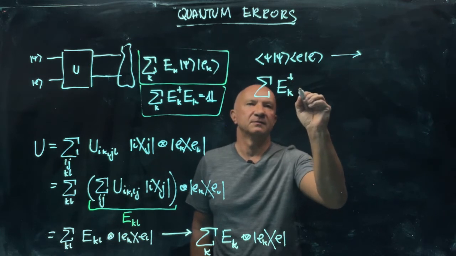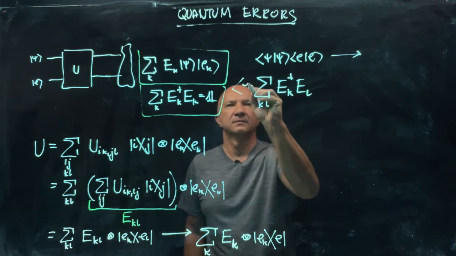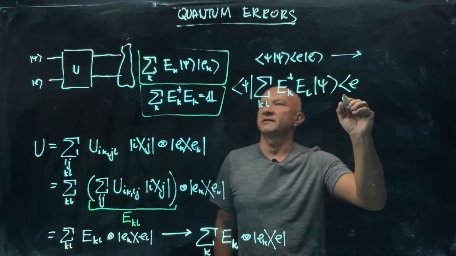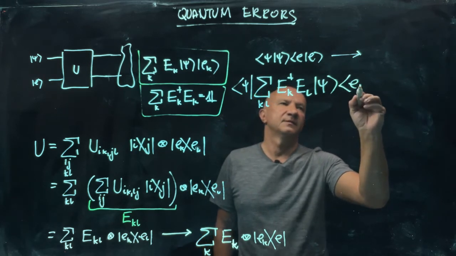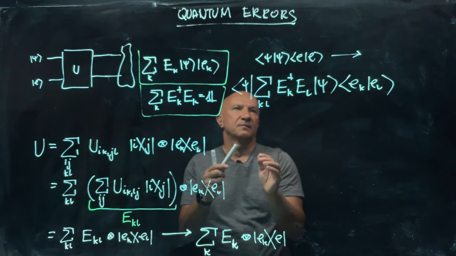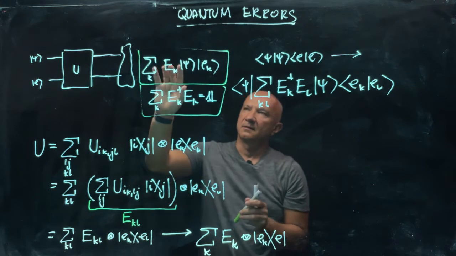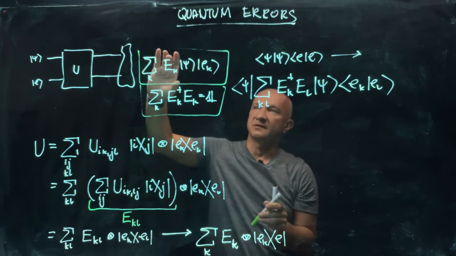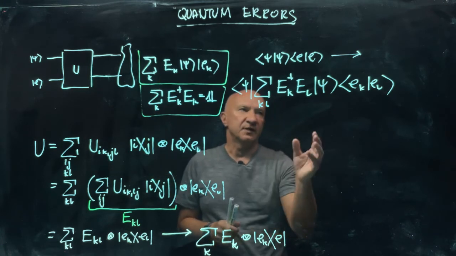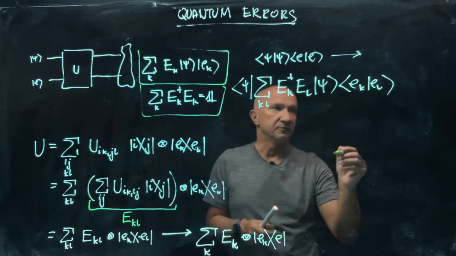E_k dagger E_l, with k and l, and here I have the scalar product of E_k and E_l, right? So what I did is calculate the scalar product of this state with itself, so the norm of the state vector at the output, and for this to be normalized, I want this expression here to be equal to 1.